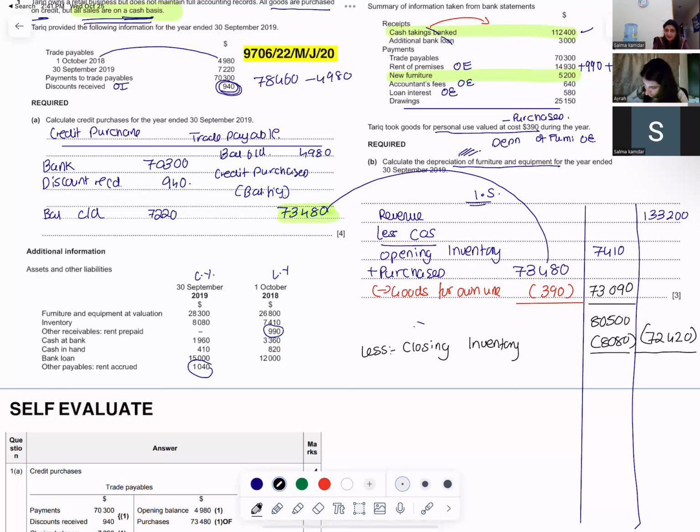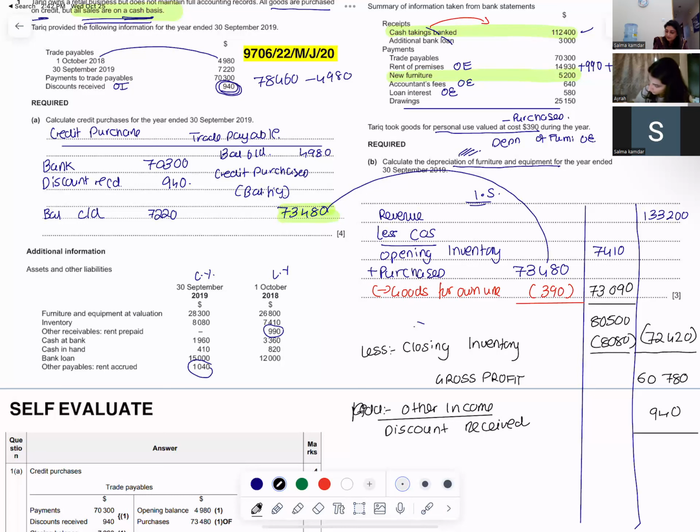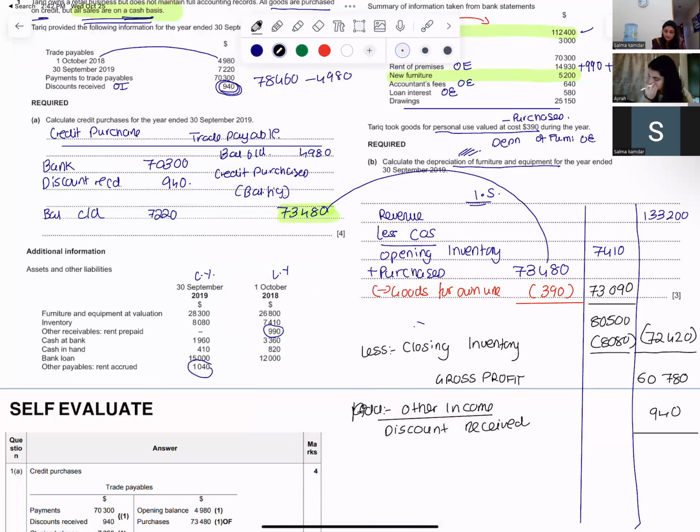Revenue minus cost of sales will give you 60,780, gross profit. Then you'll add the other incomes. What is other income? No, discount allowed. Discount received. There is only one thing. Can I directly put it on the outer column? Yeah. How much? Discount received is 940. So what is the total amount that you're getting? 61,720.